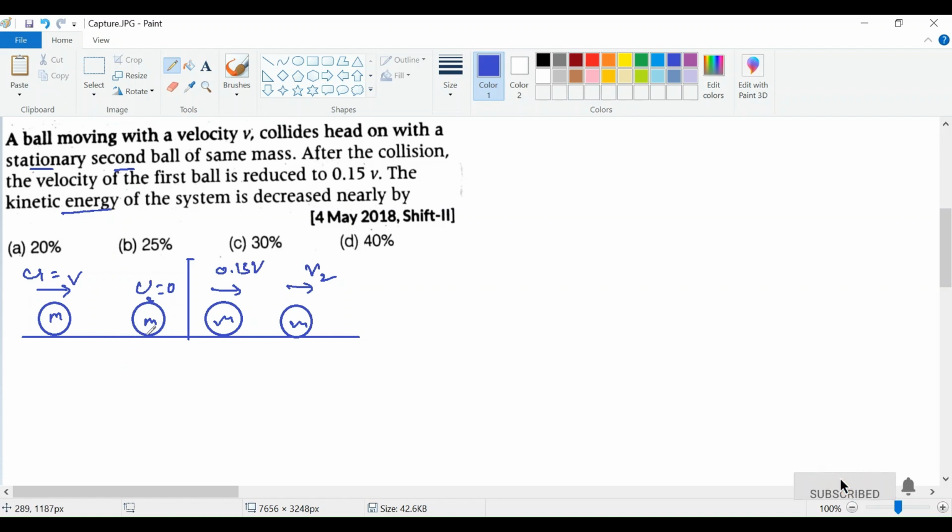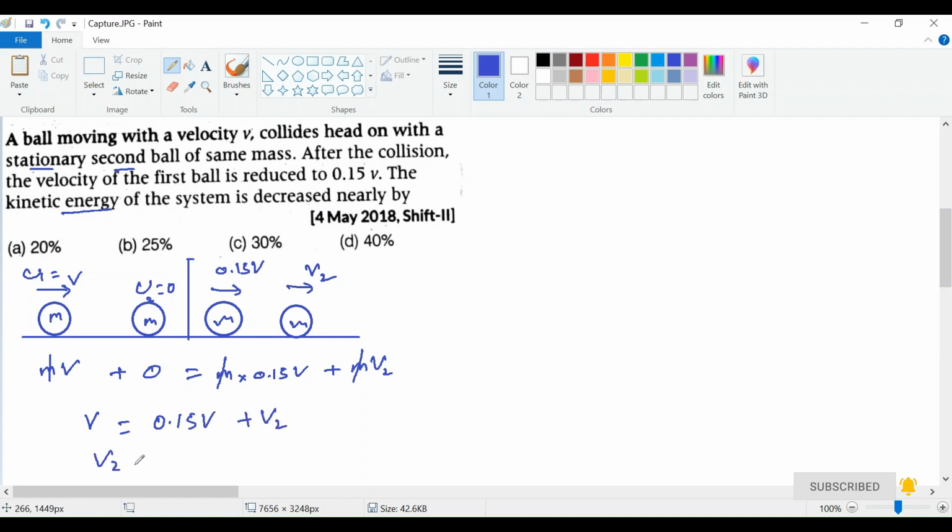So you do one thing, first apply momentum conservation. So m into u1, that is v, plus m into u2, that is 0, is equal to m into v1, that is m into 0.15 v, plus m into v2. This v2 we don't know, so you can cancel m. So v is equal to 0.15 v plus v2. You can find v2 by transposing: 1 minus 0.15, 0.85 v. This is your first equation.